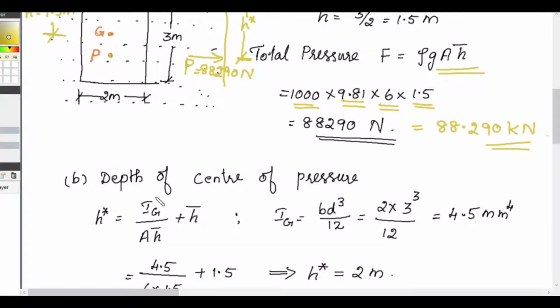Ig is the moment of inertia. We know the formula for moment of inertia for the rectangular section along the centroid, that is Ig, is b d cube by 12. So b is 2, breadth is 2, depth is 3, 3 cube divided by 12, it is 4.5.